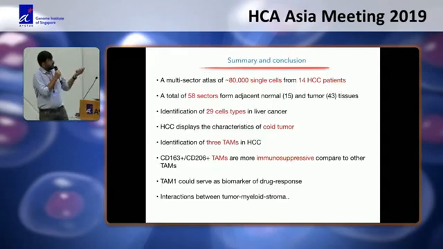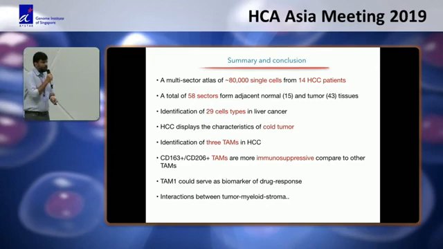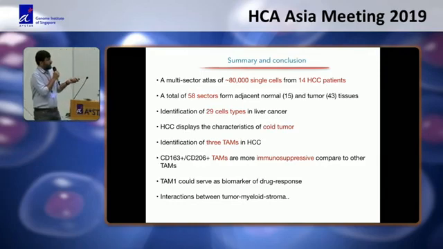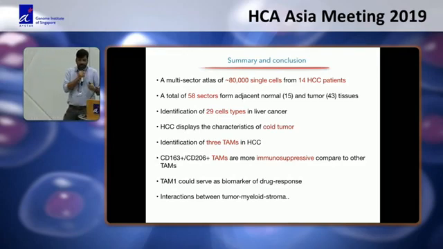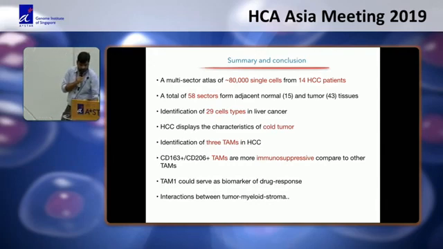So to summarize, I have shown you our initial effort of making an HCC atlas, where we have profiled 14 patients, 80,000 cells from 58 sectors, 15 normal and 43 tumor. We found 29 major cell types, but there are many more cell states. It shows the signs of a cold tumor, with 3 TAM populations, one of them more immunosuppressive. And now we are interested in looking at whether this TAM could serve as a biomarker of drug response, and how these cells interact with other stromal cells, for example fibroblasts or endothelial cells. Right now we have just talked about the interaction between T cells and macrophages.